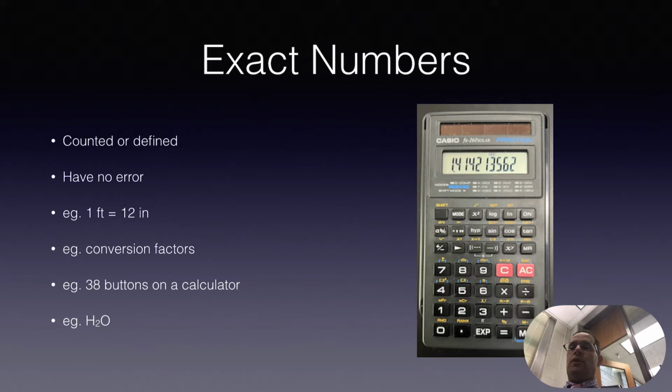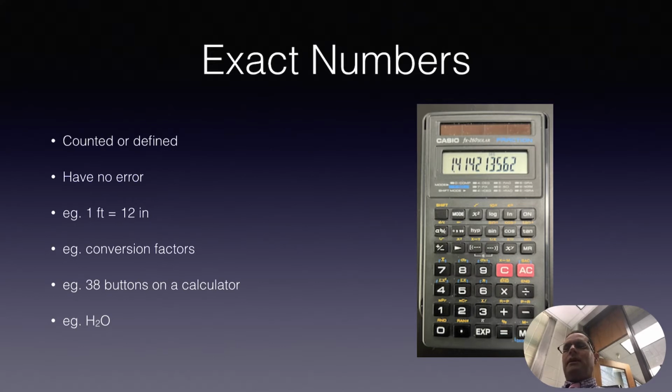So for example, we have 1 foot is equal to 12 inches. That is by definition 12, so that's exact. All other conversion factors, we are going to assume that they're exact. Our other measurements are usually going to give more error. This calculator, for example, has 38 buttons on it. 38 can be counted, and that's an exact number.